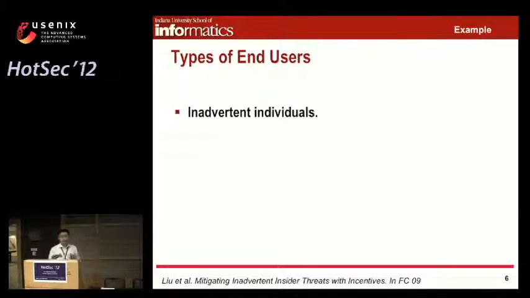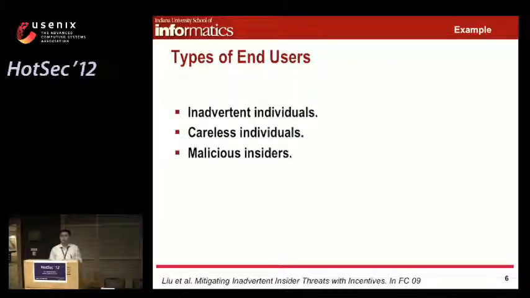Liu et al. identified the following four types of end users. First of all, inadvertent individuals who are risk-averse nonetheless perform some potentially risky behaviors during their normal work. Second, the careless insiders who perform some risky actions but not intentionally. Third, malicious insiders who perform some risky actions intentionally and may affect other community members. And at last, malicious outsiders who have subverted maybe one or more machines of the community to obtain the insider status and privileges.